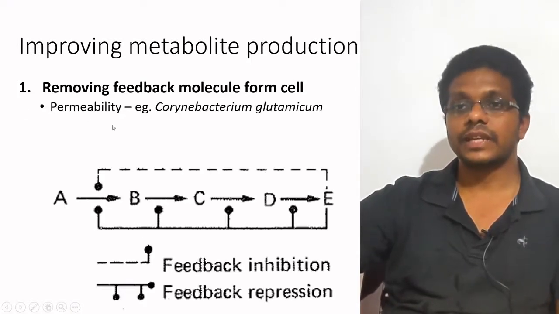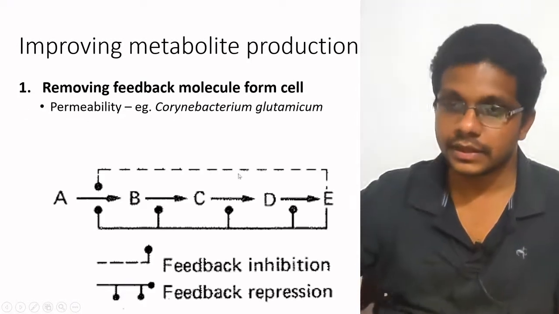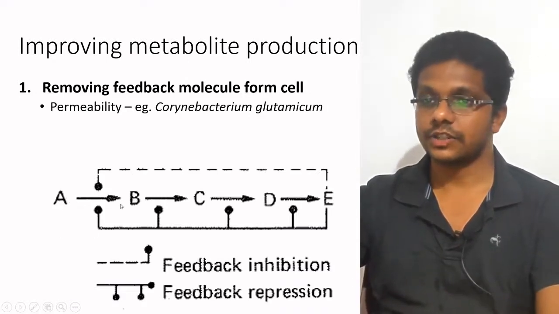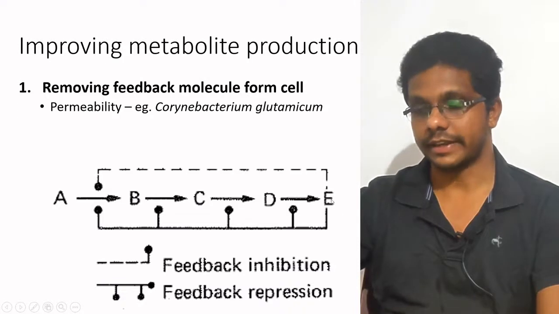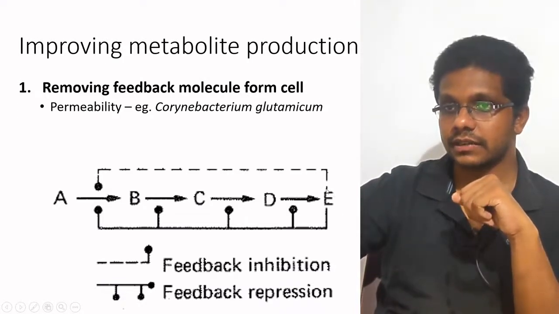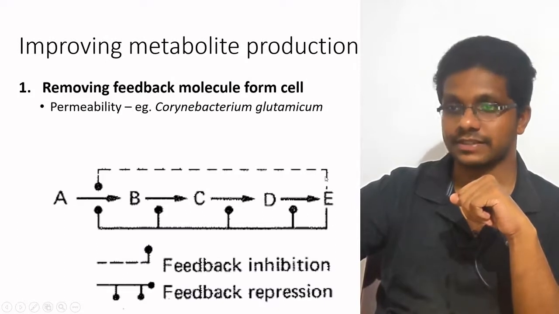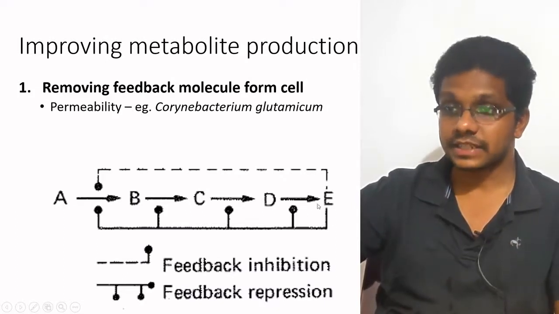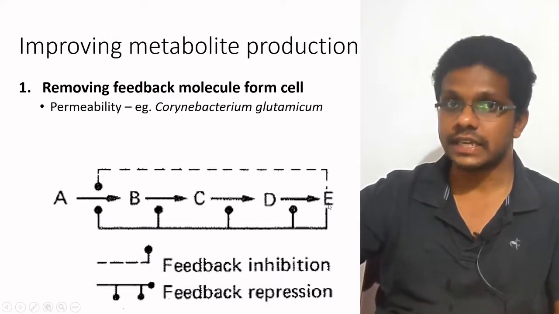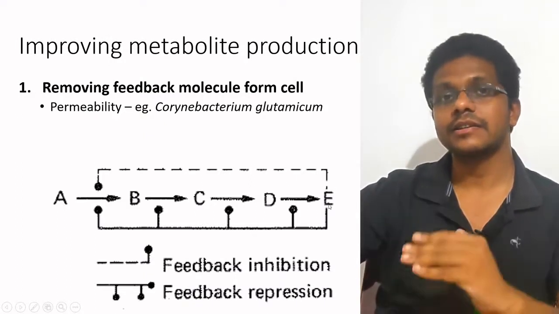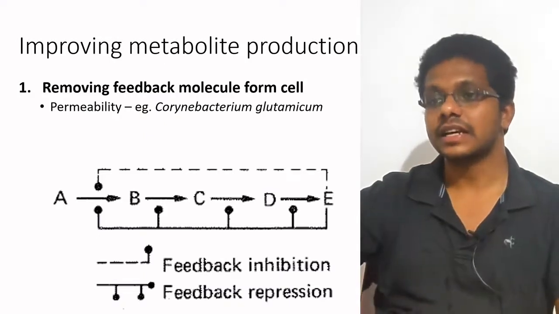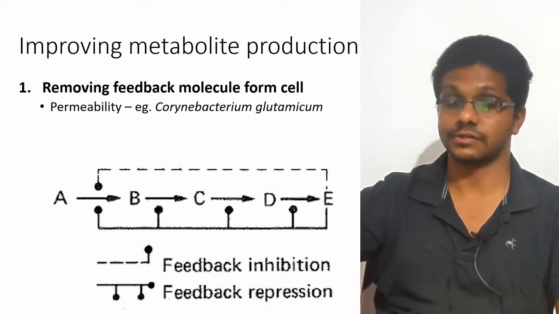First one, removing the feedback molecule from the cell. I'm taking the same conceptual pathway. In this case, A is converted to B, B to C, C to D, and D finally to E. In this case, we are removing E from the cell. The feedback inhibition and feedback repression happens only if the concentration of E within the cell increases to a certain extent. If it is below that level, feedback inhibition and feedback repression doesn't work.